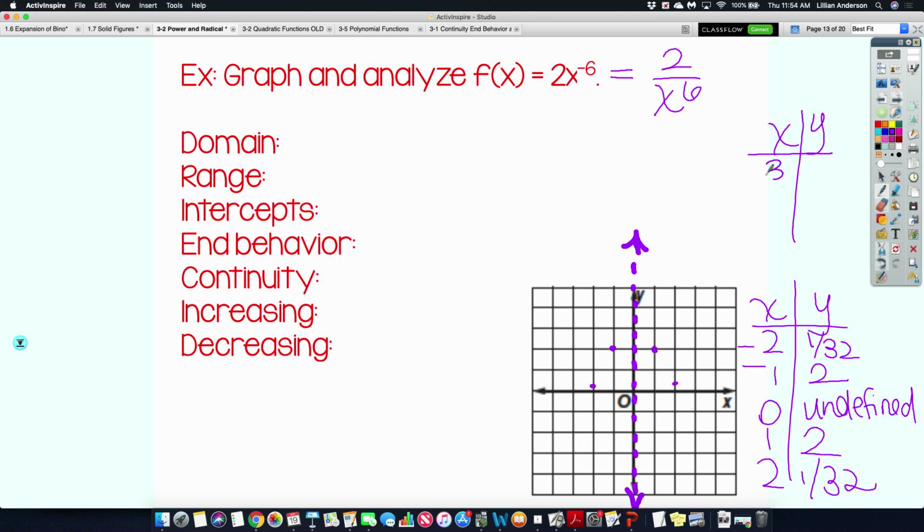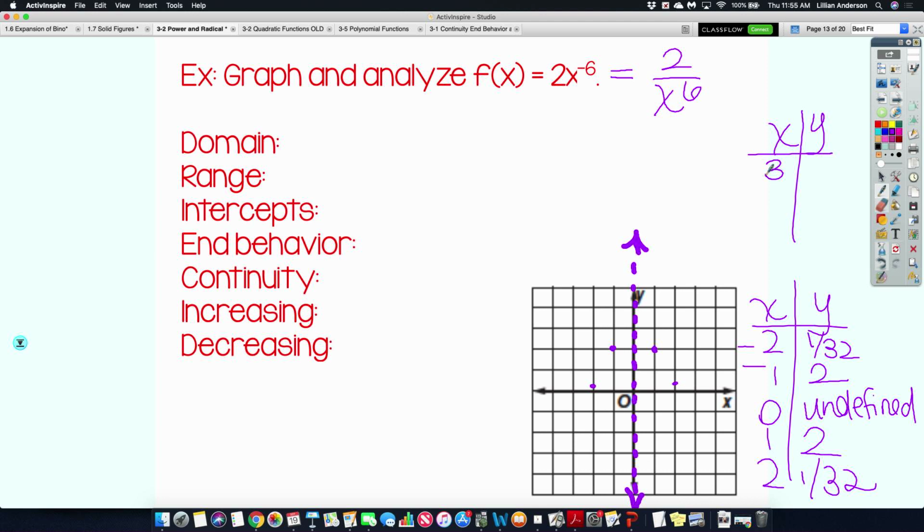If I plug in a positive 3, 3 to the 6th power is going to be what type of number? If you don't know it off the top of your head, it's fine, but what type of number do you think it's going to be? It's going to be positive, and it's also going to be what? A big number, right? Because think about it. We have 3 to the 4th power is already 81. 3 to the 5th power is 243. 3 to the 6th power is going to be bigger than that.